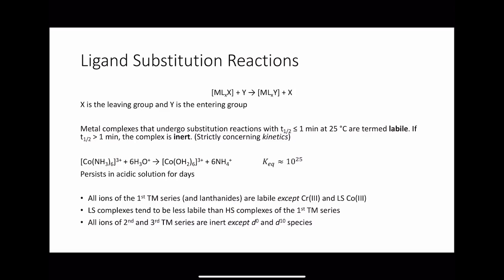Low-spin complexes tend to be less labile than high-spin complexes of the first transition metal series. And then all ions of the second and third transition metal series are inert, except for d0 and d10 systems.